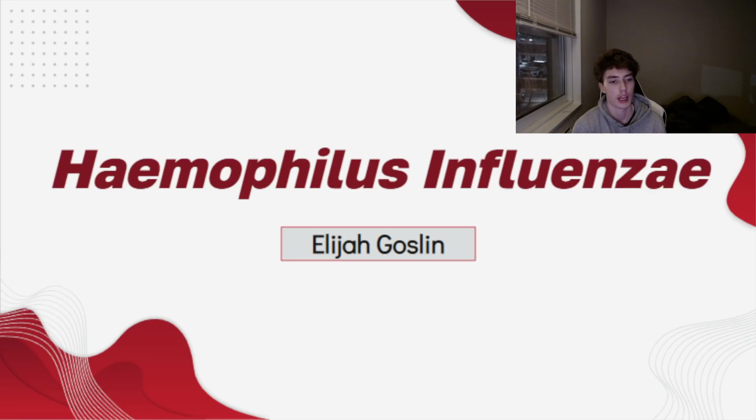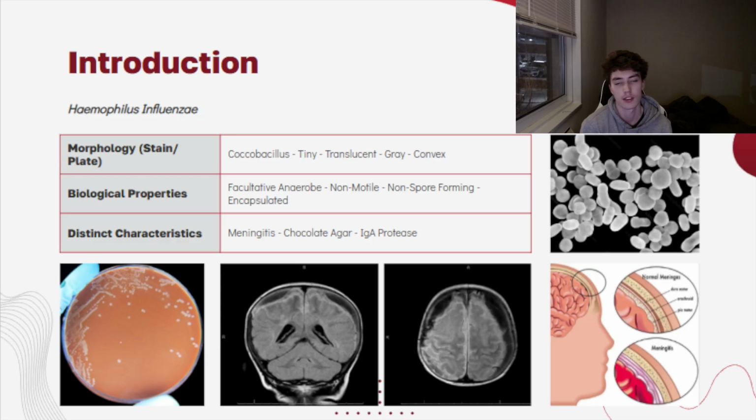All right, so let's talk about Haemophilus influenzae. Haemophilus influenzae is a gram-negative coccobacillus pathogenic bacterium. Coccobacillus meaning that it is variable in shape. And then on agar plates, the morphology consists of tiny translucent gray and convex colonies. So that's something distinct you can see when growing them on a growth medium.